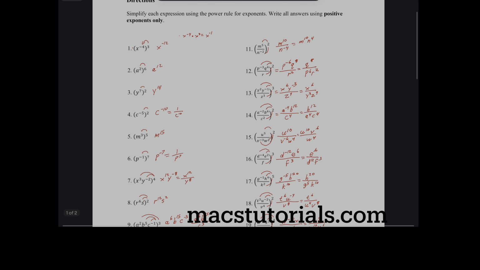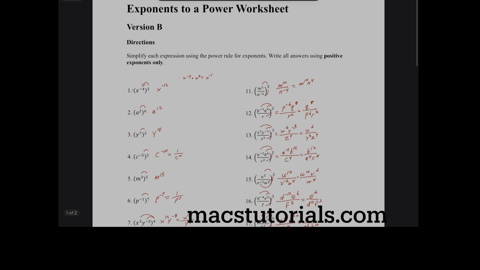But if you understood that, then you really understand. Well, you understand a lot of things, but the big thing is you understand negative exponents for sure. But you also understand how an exponent to a power works. And that, my friends, is version B.